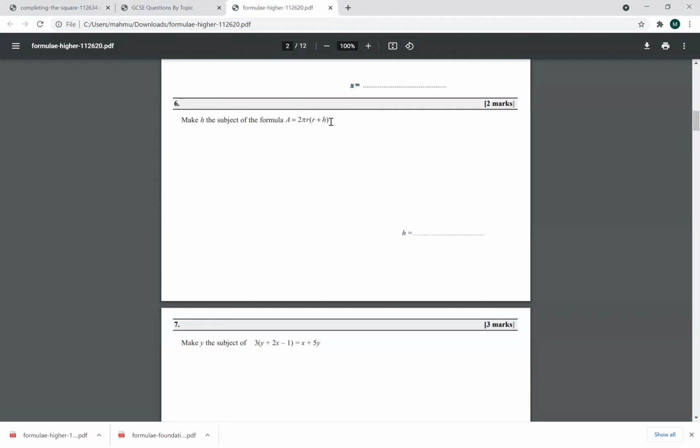Okay, now make h the subject. Now think of the way you're going to make h the subject. So h has to be on its own. This is all they're asking. So this is a bit tricky, because you've got h, r plus h, and then this as well. It's going to be a bit tricky, but it's doable. It is doable.